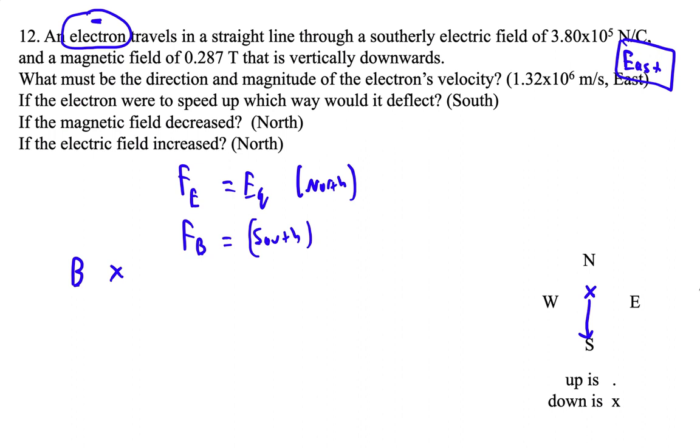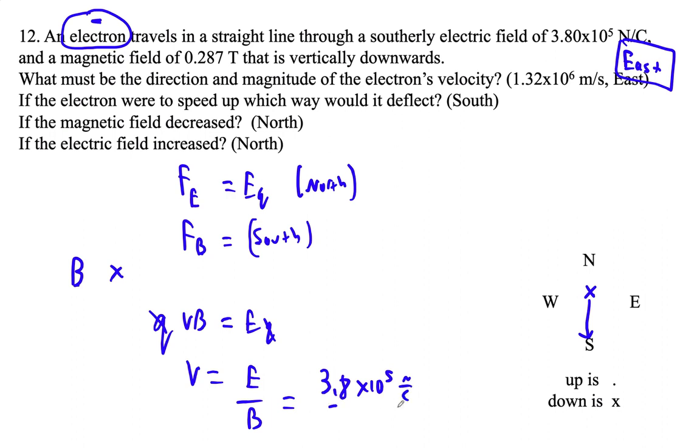And then of course we want to find the velocity, so we're going to say QVB is EQ. The Q's cancel, and then the velocity is just going to be E divided by B. So that's going to be 3.8 times 10 to the 5th newtons per coulomb, divided by 0.287 Tesla, and somehow that's meters per second. How is that meters per second? There must be a way for it to work.